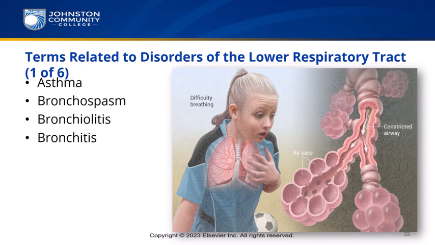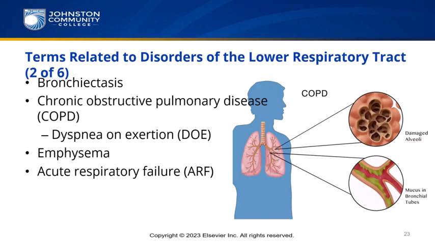Then we have bronchospasm. Remember, spasm is our suffix for sudden involuntary contraction. Remember, this is a sudden involuntary contraction of the bronchi, as in an asthma attack. Then we have bronchiolitis, which is a viral inflammation of the bronchioles, most common in young children. Then we have bronchitis, which is inflammation of the bronchi that may be acute or chronic. Then we have bronchiectasis. Ectasis is our suffix meaning dilation. This is a chronic dilation of the bronchi.